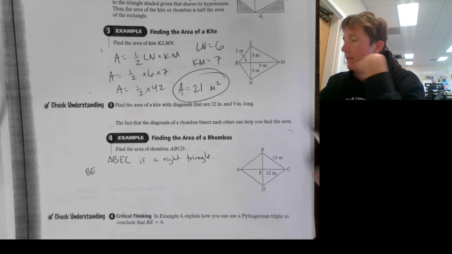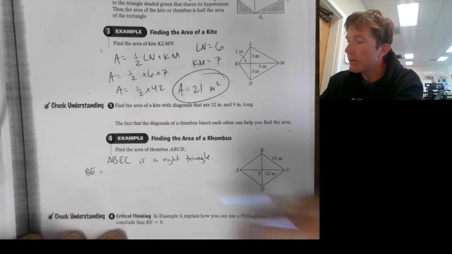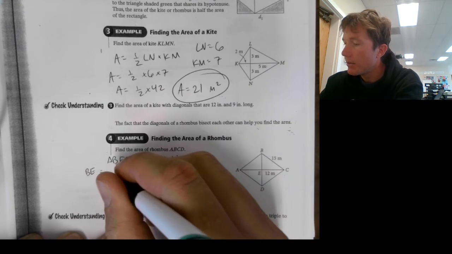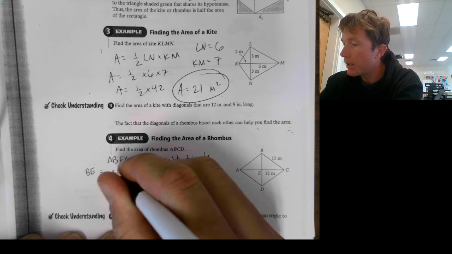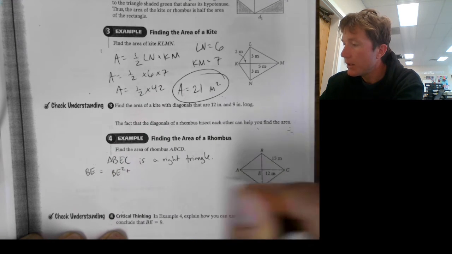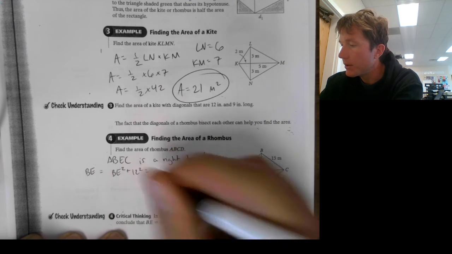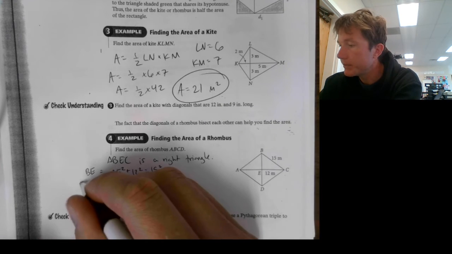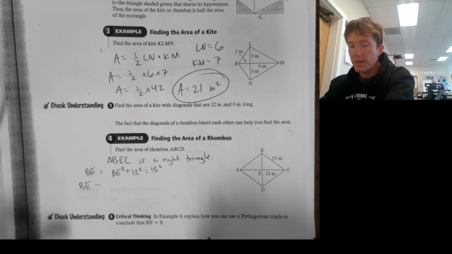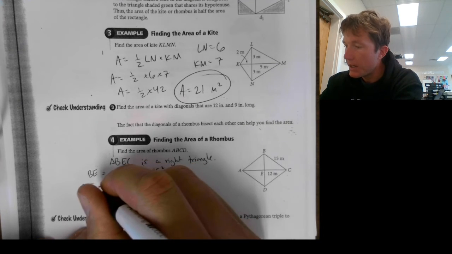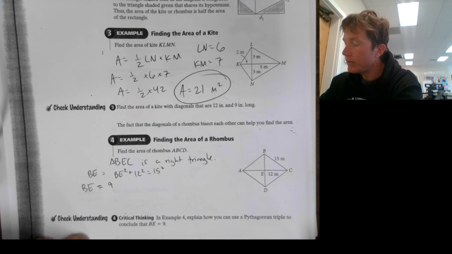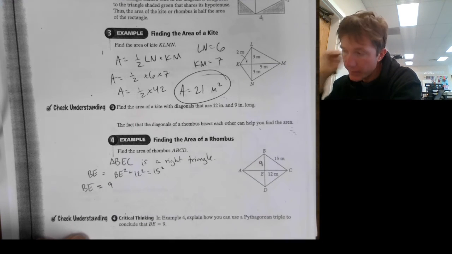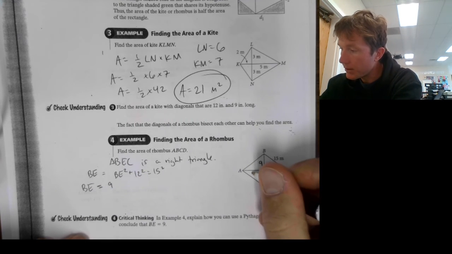So I'm going to say BE squared plus EC squared, which is 12 squared, equals BC squared, so that's 15 squared. If you do the math, BE is equal to 9. So this is 9. They bisect each other, so they cut each other in half.